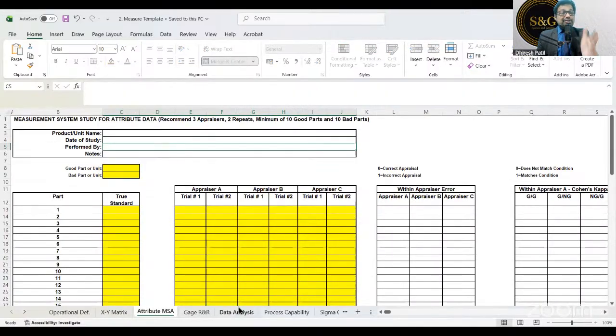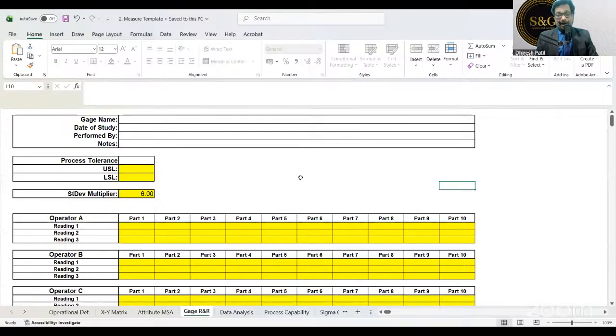Then comes the measurement system analysis, MSA. So there are two parts. If we have discrete data, we have attribute agreement analysis. This is the template for it. If you have continuous data, then we have gauge R and R. This is the template for gauge R and R.